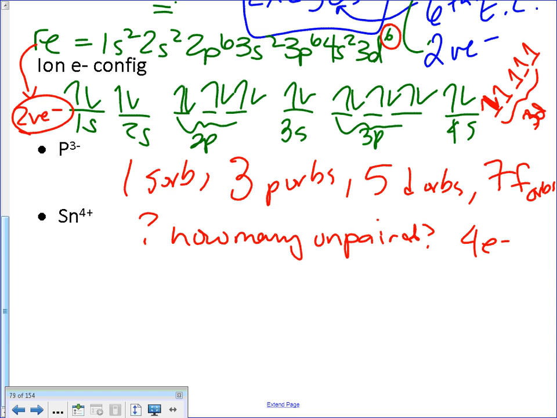Okay. Let's do an ion one then, and I think that'll help us with our electron configuration. You guys want to do phosphorus or tin?